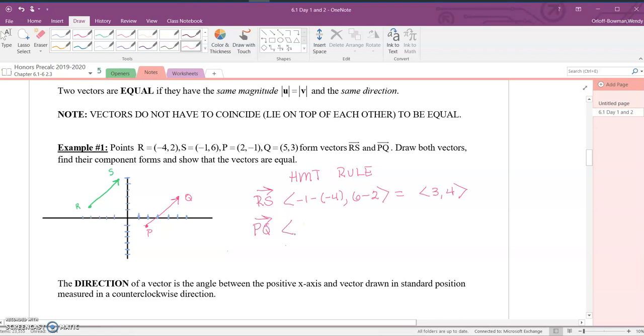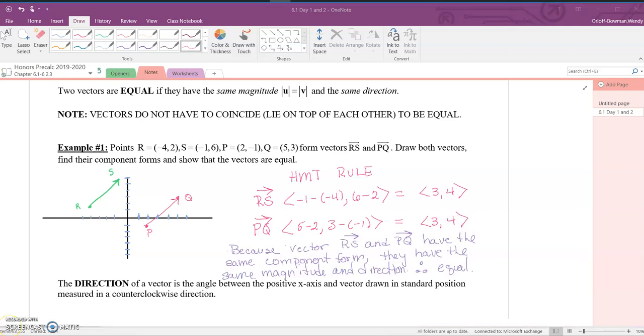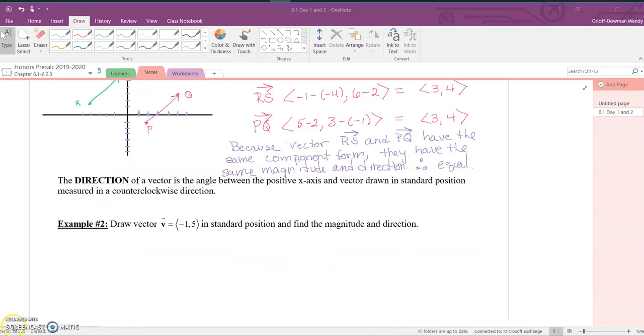So again, I'm going to use that head minus tail rule and take 5 minus 2 to find the horizontal component, and then 3 minus -1 to find the vertical component, and I end up with a vector 3, 4. Because vector RS and PQ have the same component form, they have the same magnitude and direction, therefore they are equal. The direction of a vector is the angle between the positive x-axis and the vector drawn in standard position measured in a counterclockwise direction.